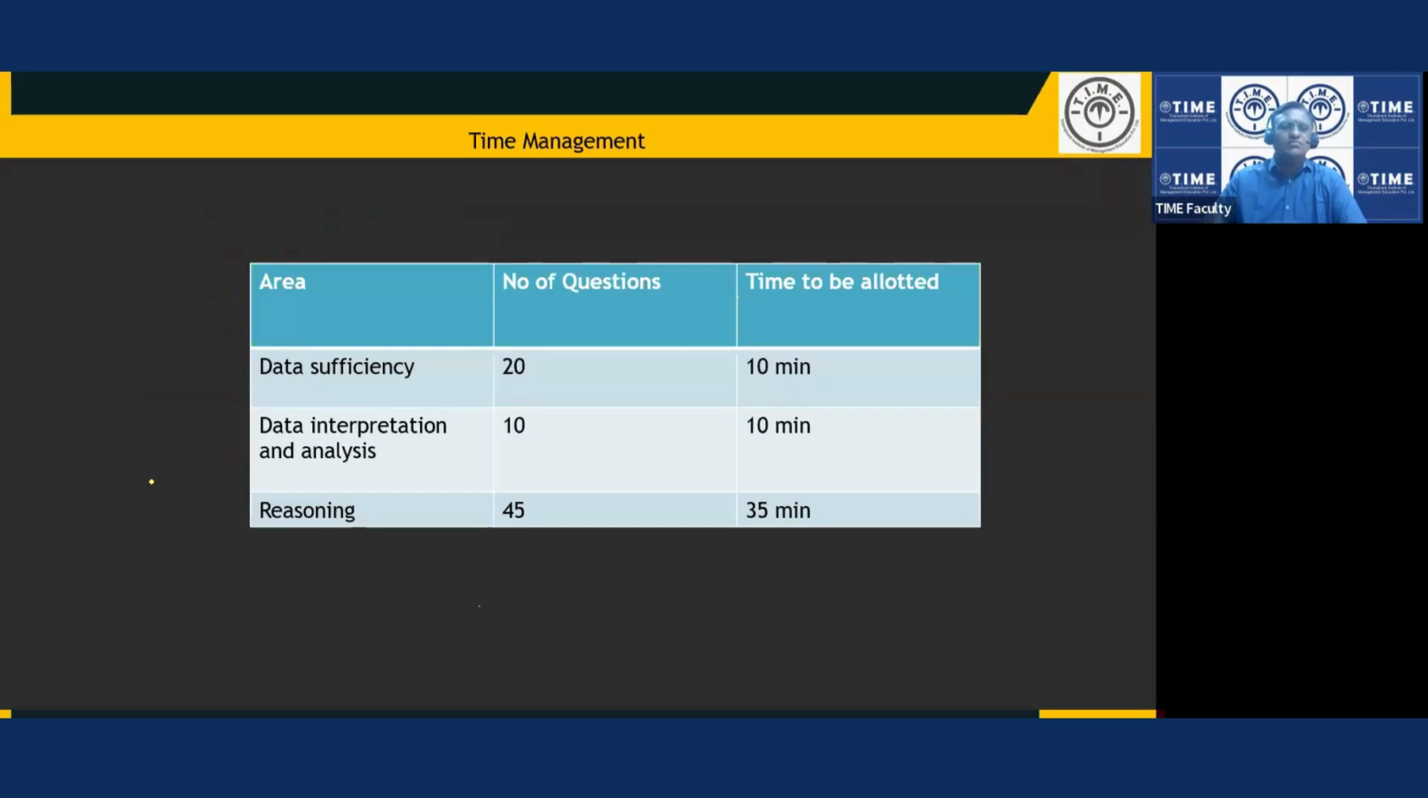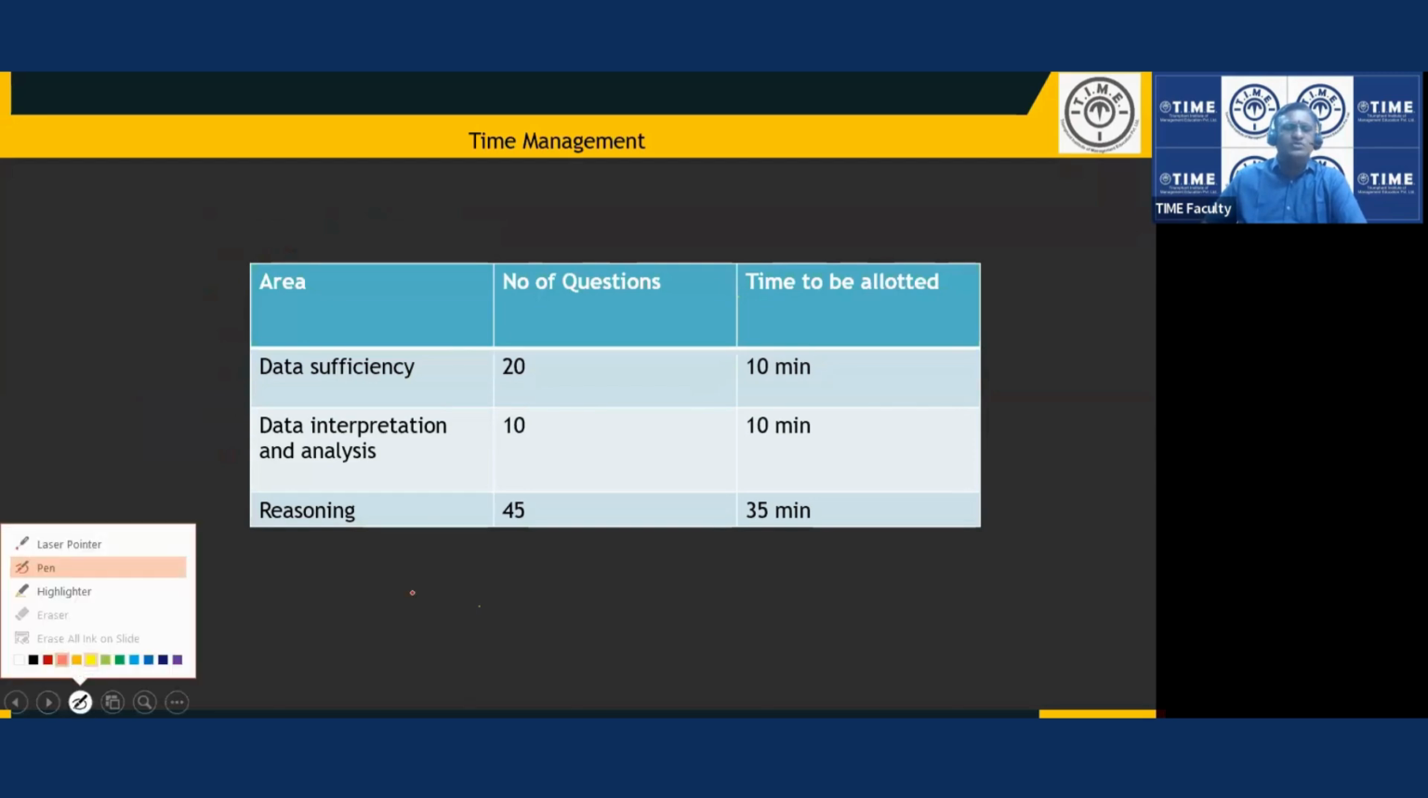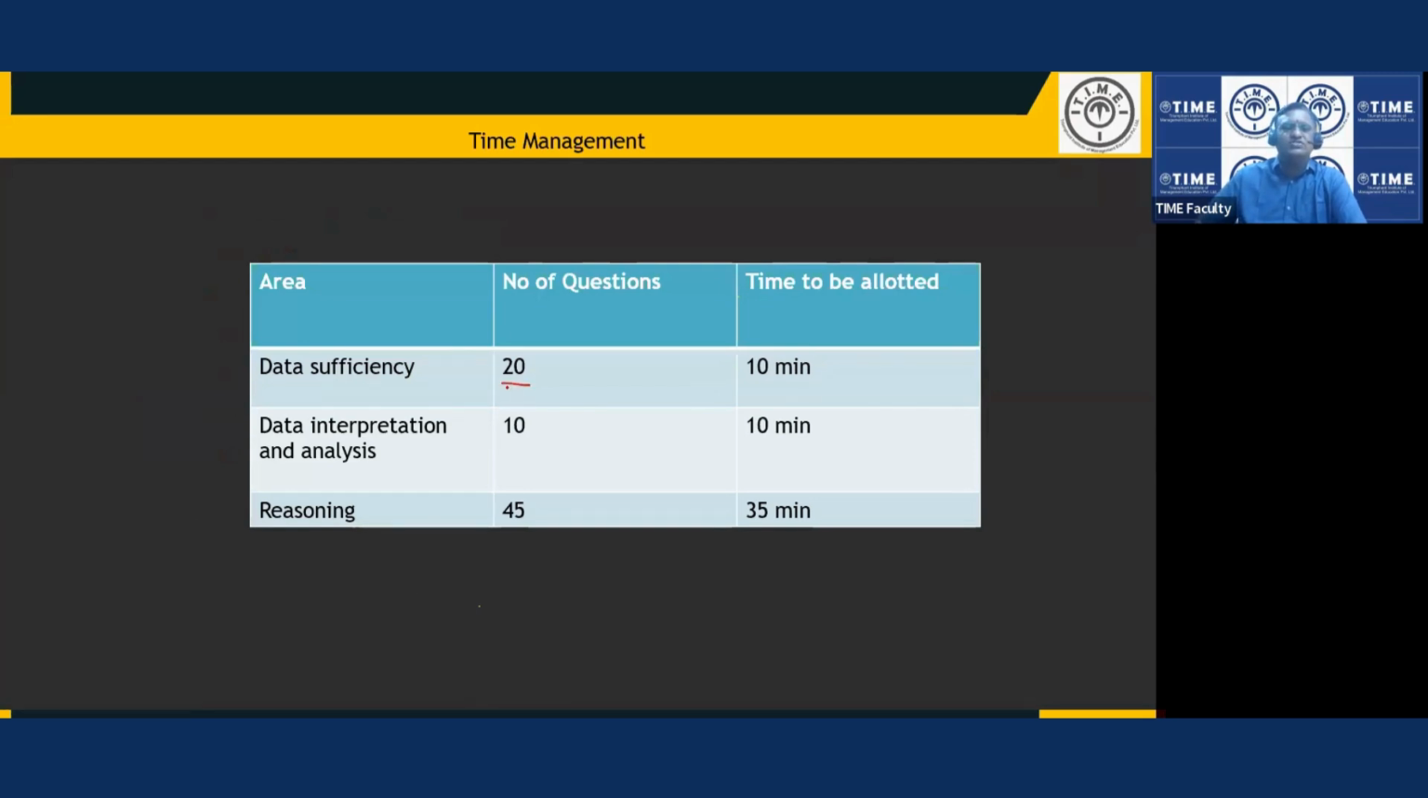Now from the data sufficiency, number of questions 20. How many questions? 20 questions. Here maximum 10 minutes we can spend. Of course it is easy because data sufficiency will be covered in 20 questions. This is not a particular topic. You have already prepared reasoning, pure mathematics, quant. Then no need to spend separate time again on data sufficiency.